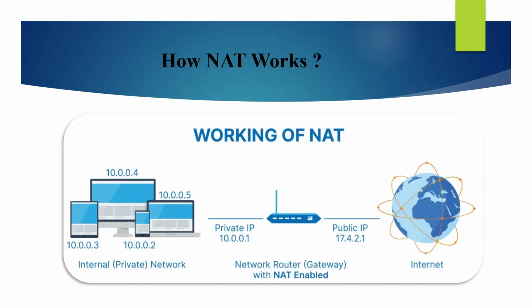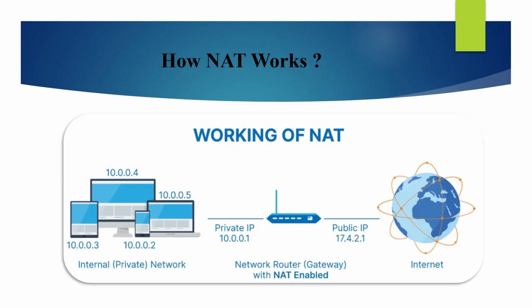Now, how NAT works. NAT allows devices in a private network to communicate with devices on the internet using a single IP address. In NAT, there are two requests: one is the outbound request and the other is the inbound response.